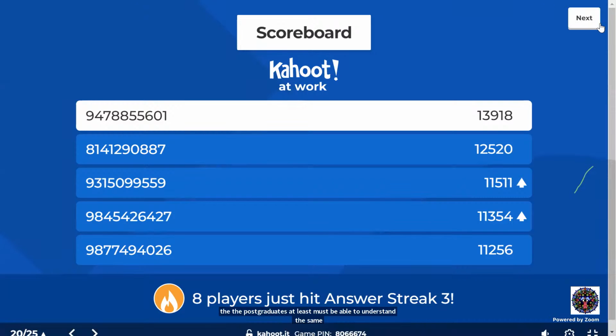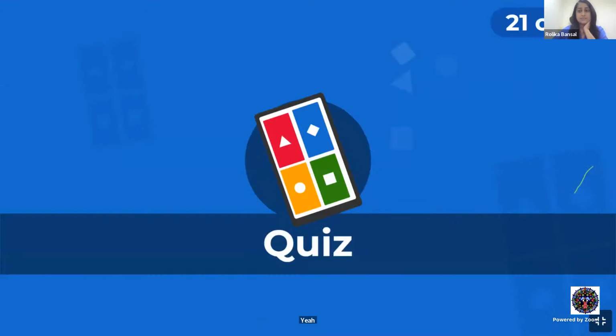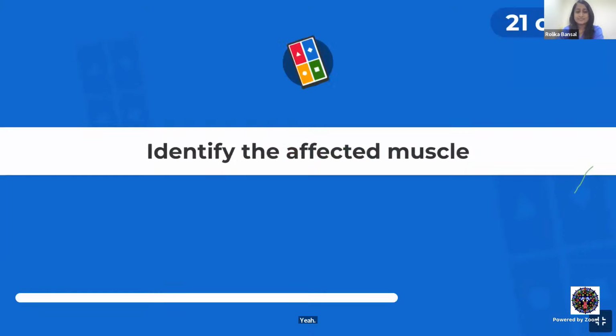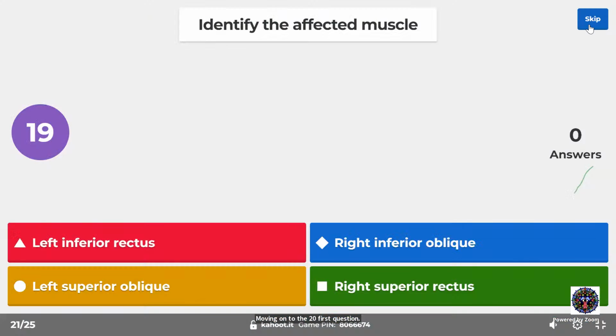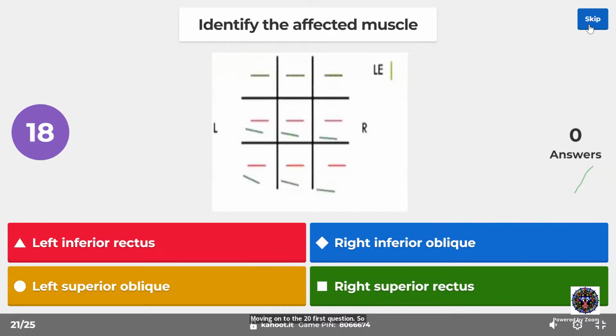Yes, sir. Moving on to the 21st question, sir. Yes, again, identify the affected muscle. I think you have been taught to read an H chart. Now you have to know how to read a diplopia chart. Left IR, left SO, right IO, and right SR.